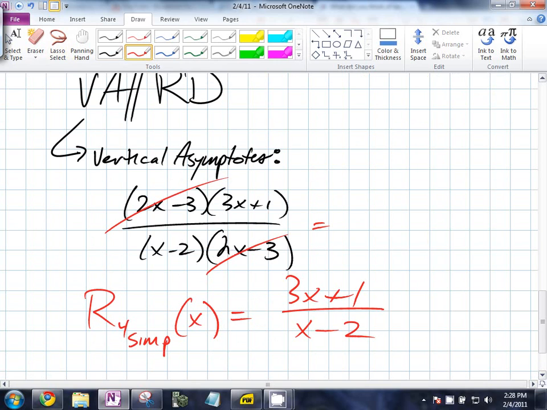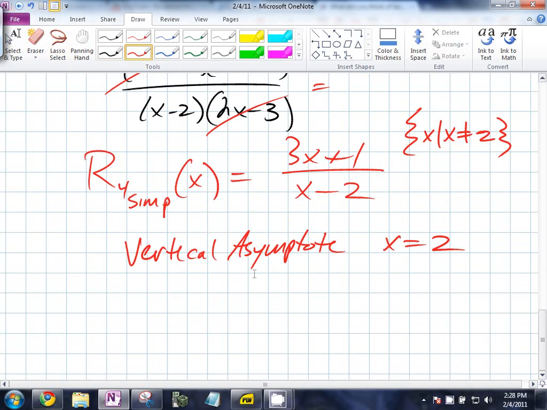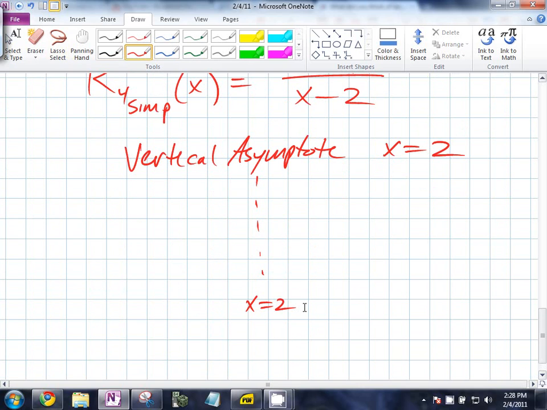At this point, what's the domain of the simplified function? There is a vertical asymptote. What is the vertical asymptote? Exactly. The vertical asymptote is x equals 2. It is a vertical line at x equals 2. Can the function cross that line? Absolutely not. The function is going to do one of four things. It's either going to go up and down like this, or what is it going to do?